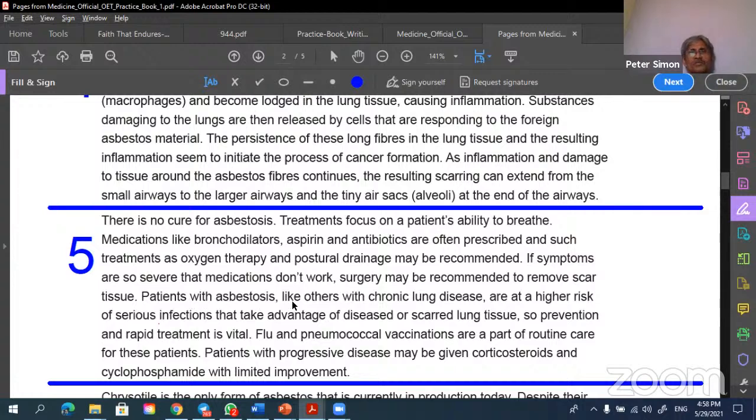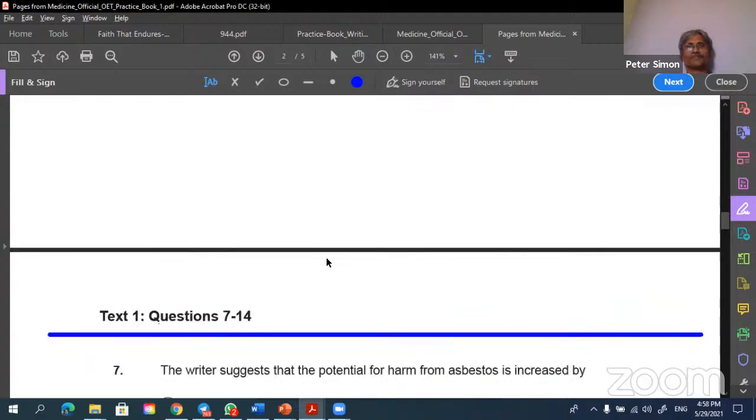Patients with asbestosis, like others with chronic disease, are at a higher risk of serious infections. So prevention and rapid treatment is vital. Treatment means management, management of patients. Flu and pneumonia vaccination are part of routine care for these patients. Patients with progressive disease may be given corticosteroids and cyclophosphamide with limited improvement. So you can see here, this is the fifth.